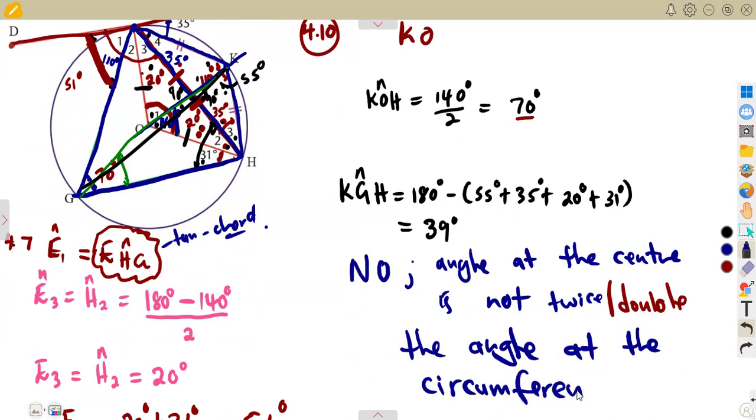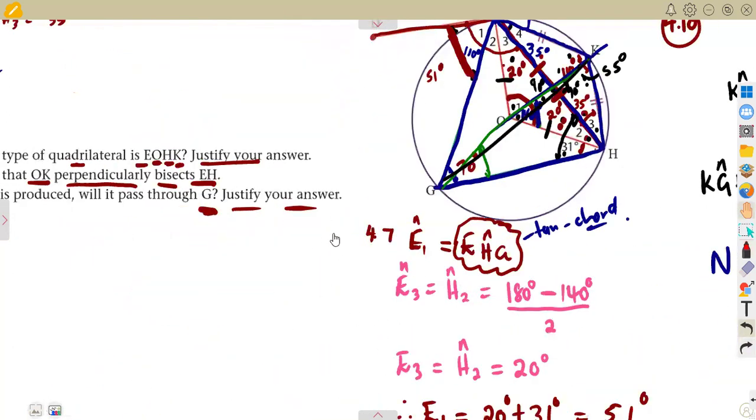So if it was going to double, it means truly this line passes through the circumference of the circle at G. But this line from K to O, it means it passes through the circumference of the circle, but not at G. Maybe somewhere there, but not at G. If it was to pass at G, it was supposed to maintain this property that we are talking about, the angle at the center being twice the angle at the circumference. But we can see that it's the other way around. So it's not going to pass through. All right, so that is how we're supposed to justify this one.